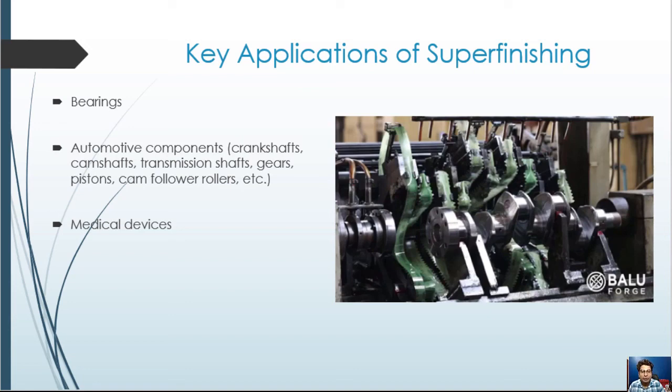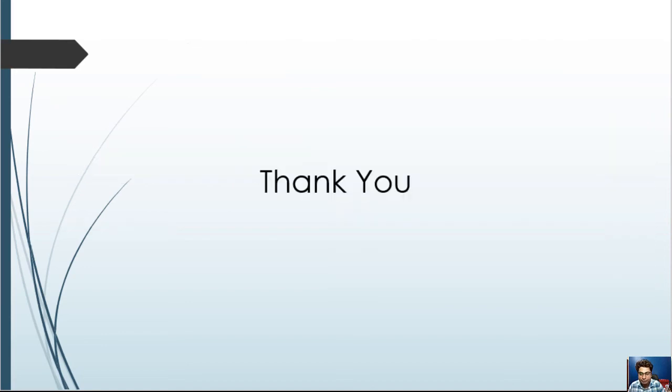Now, the application of superfinishing can be found in bearing industries, automobile components like crankshafts, camshafts, transmission shafts, gears, pistons, cam followers, rollers, etc. In medical devices, in materials for very precise fittings, etc. Application of superfinishing can be found in many places. Now this brings us to the end of lecture 2. Thank you all.